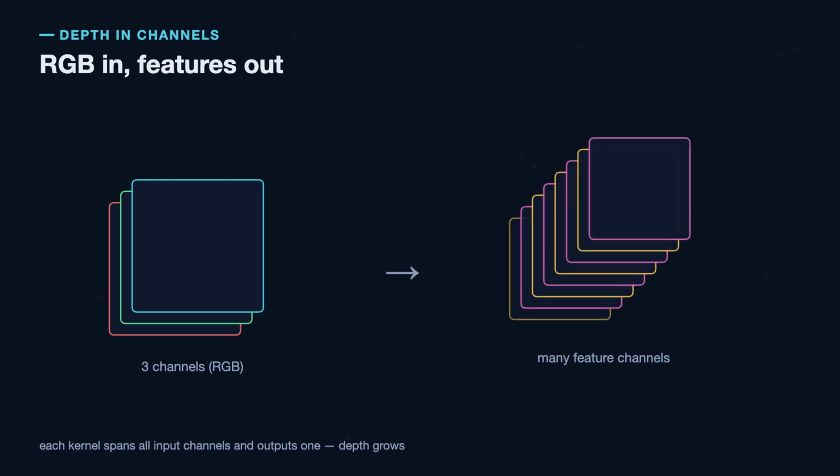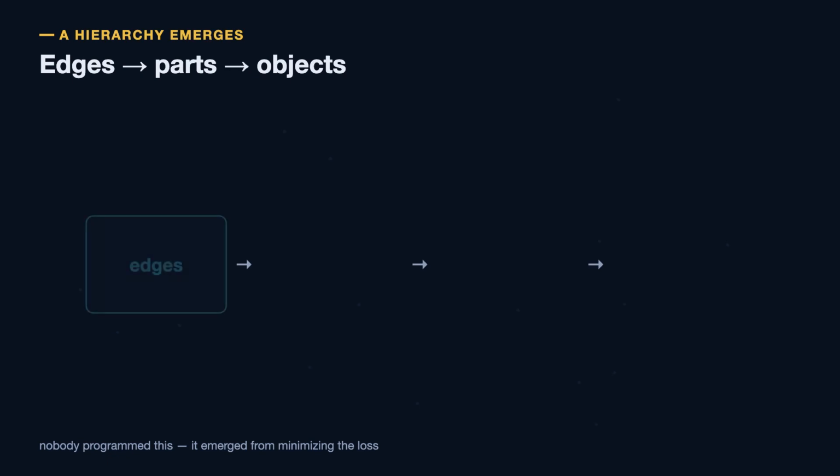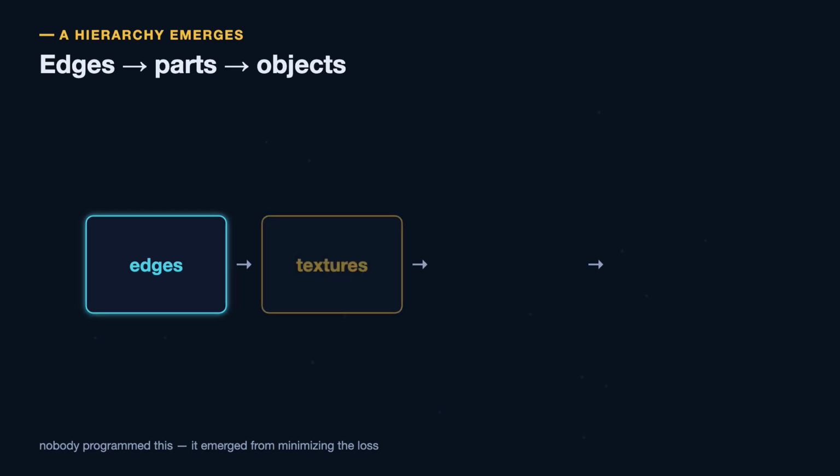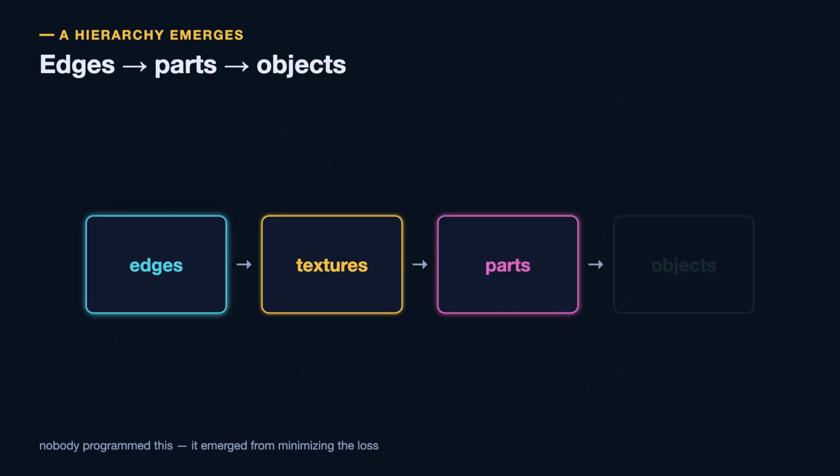Depth threads through all of this. A color image enters with 3 channels: red, green, and blue. Each kernel spans all of the input channels at once and outputs a single one. So a layer maps a stack of input channels into a stack of feature channels. The width in space shrinks, the depth in features grows.